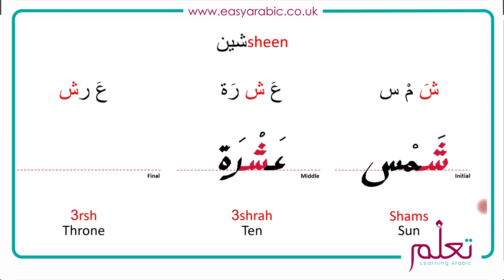Next we have Arsh, which is the throne. So the letter Ayn, the letter Ra, and the letter Sheen. That's Arsh.